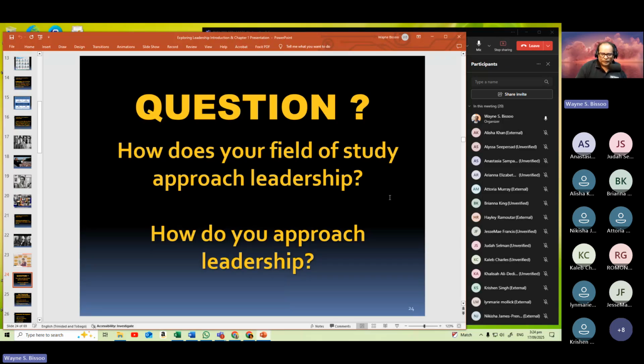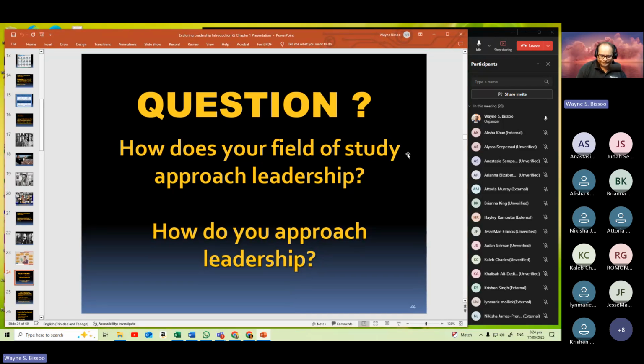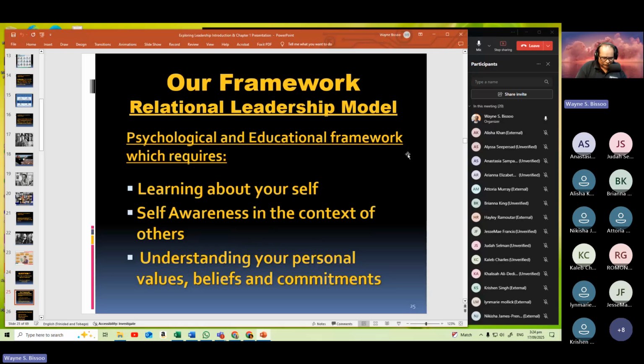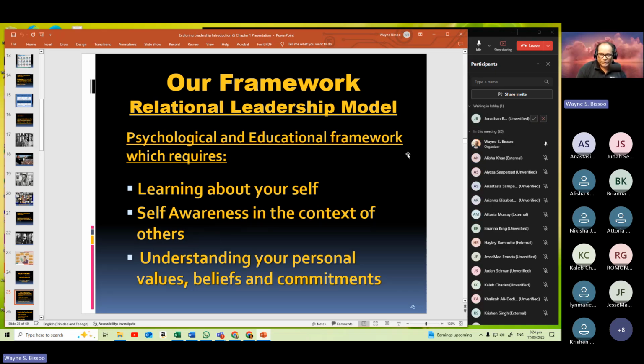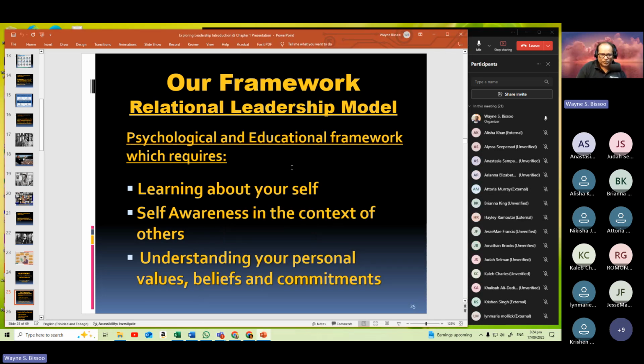So, let's leave that for now and continue on with our presentation so that we can look at what we're talking about here. In this part, the framework that we are going to be looking at in this text and in this course is the relational leadership model. The relational leadership model we spoke about before is going to focus our attention on the nature of the relationship that exists between leaders and followers. It is going to be based upon a lot of psychological and educational work that was done in the past, and which is going to be applied to the techniques to develop your learning skills in this particular area.